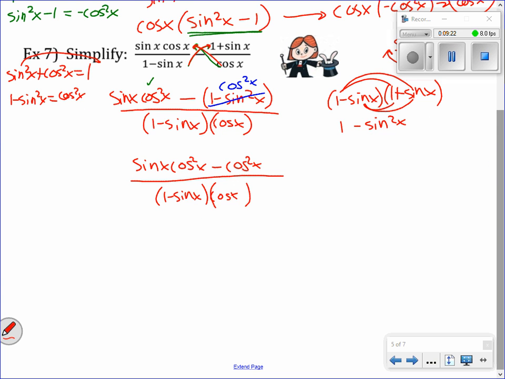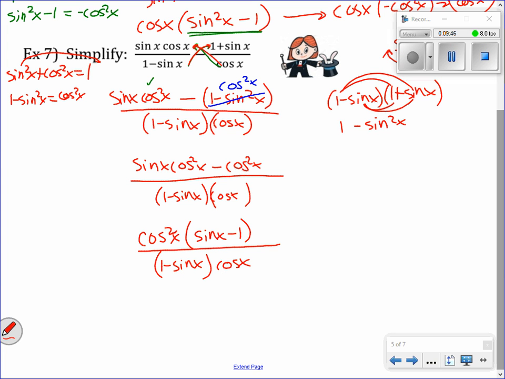So a lot of writing. All right, so look at the top part. I notice there's a cosine squared that is matching. So I pull that out, cosine squared x, factor it out, which leaves me sine x minus 1. In the denominator, I have 1 minus sine x, and I have cosine x. All right, so hopefully you see some cancellation about to happen.